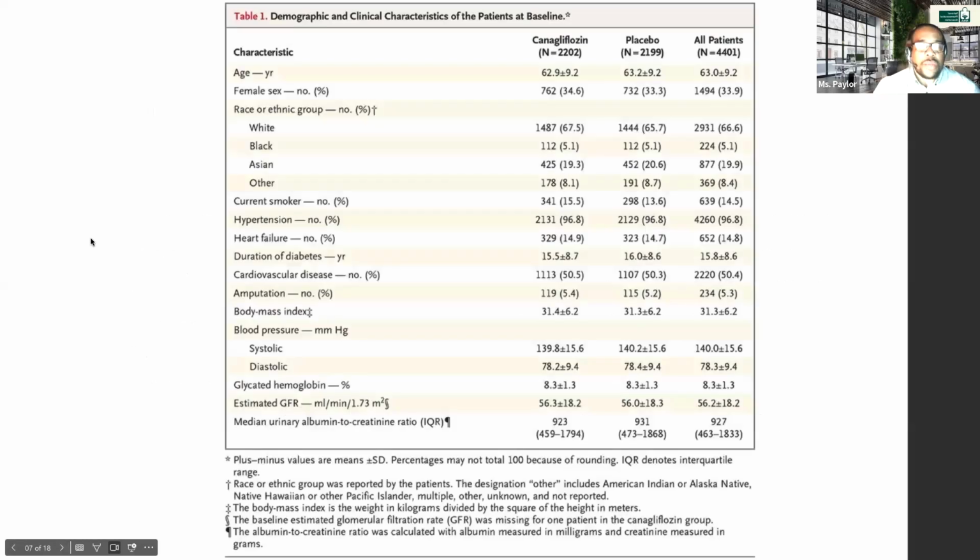Here's an example of what I was talking about. So this is table one. Typically, table one will always show the demographics and clinical characteristics in a research journal article. Now we can see our categorical variables.